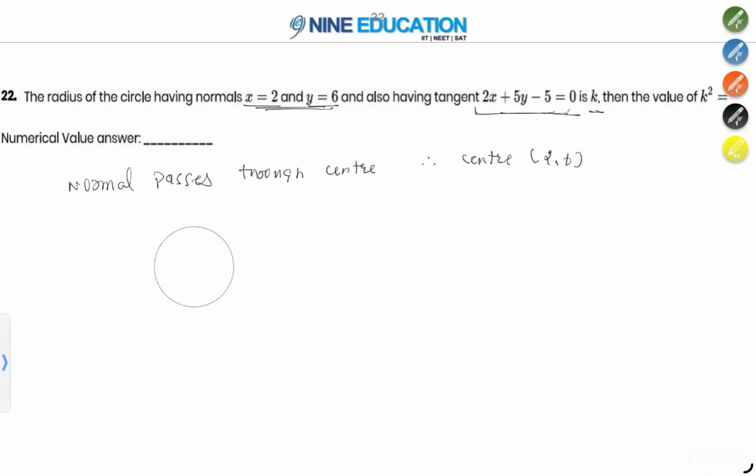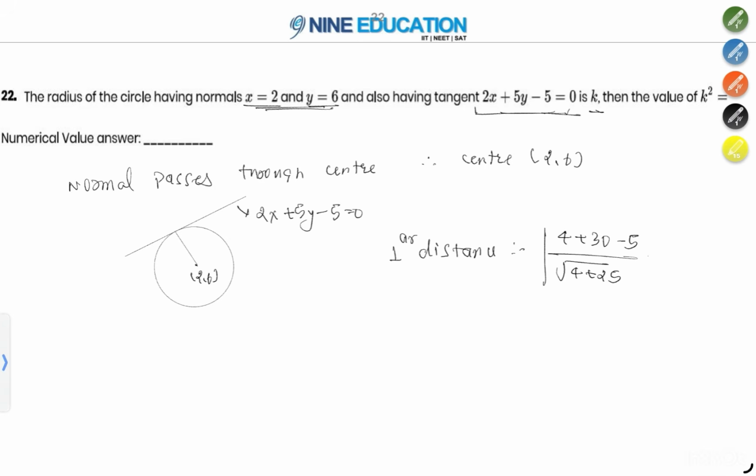And as this is the tangent, we have this case. This is the circle that we will have. And we are having a tangent here. This is the center, 2 comma 6. This is 2x plus 5y minus 5 equal to 0. We have to find the perpendicular distance from this point to this tangent. So the perpendicular distance is, just substitute this point, you will get 4 plus 30 minus 5 by square root of 4 plus 25, which is root 29. So we will get the value as 29 because they are asking for the k square value.